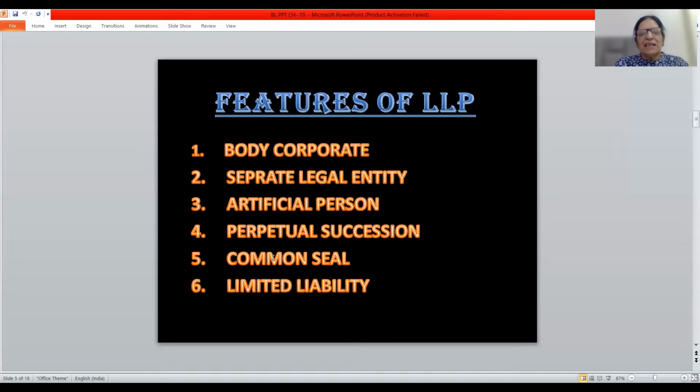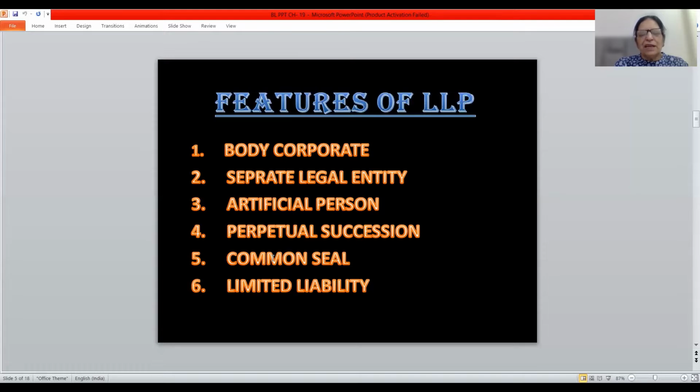Common seal. LLP may have a common seal. It is not mandatory for the LLP partners to have a common seal. LLP may have a common seal as per section 14, which will act as the official signature of the LLP.